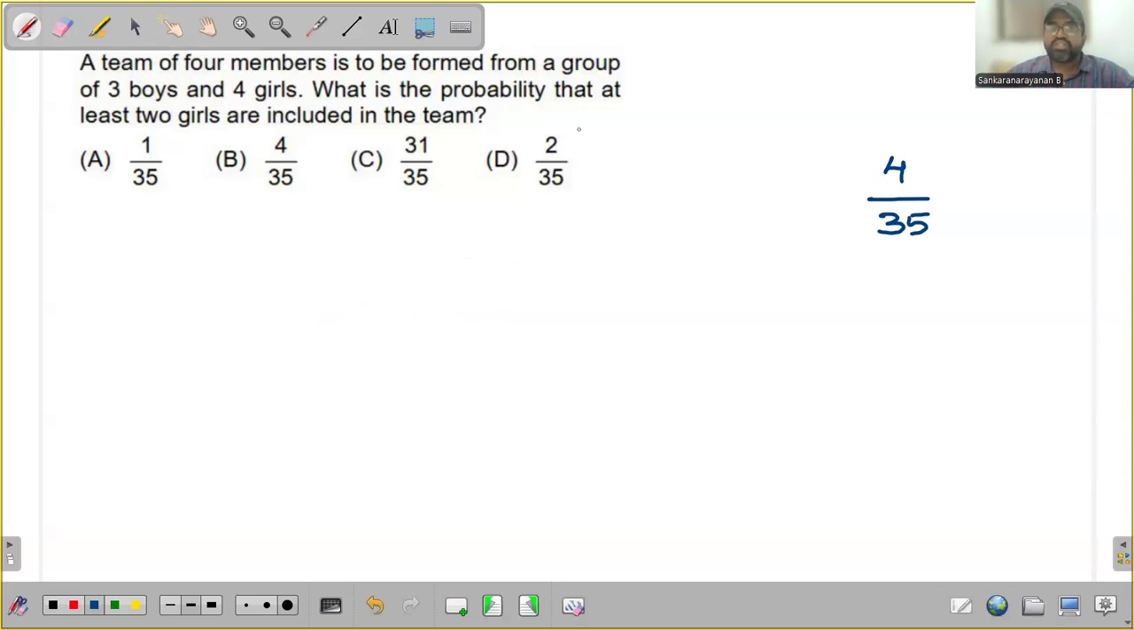Now, the situation is not exactly one girl. It should be more than one girl, right? That's what at least two girls corresponds to. So you can go for 1 minus 4 by 35, and that results in again 31 by 35. And that is what we got as our answer. Is it fine? I believe this is what you were asking me, and we have taken care of that. It was a good question that you asked, so I have presented that as well. Okay, fine. Let's go to the next question.